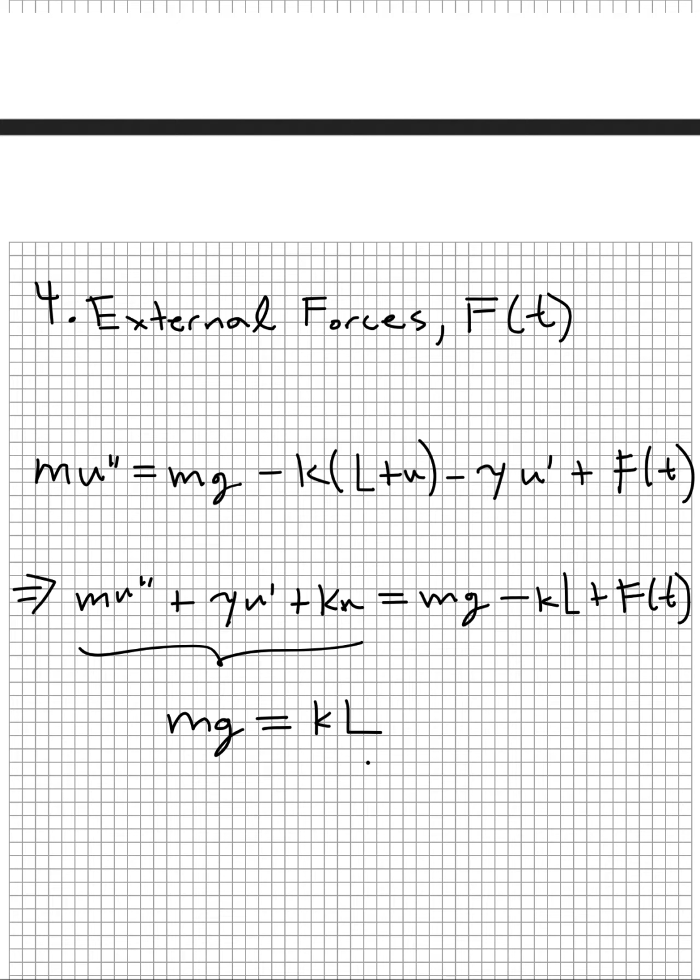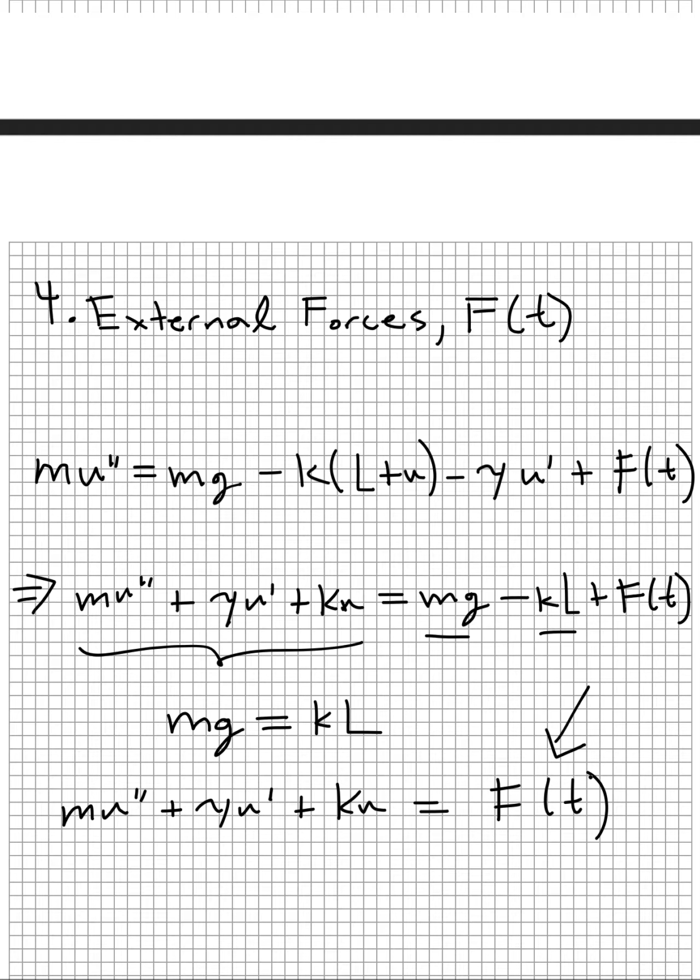And so using this in Newton's second law gives us the final version of the differential equation that we will work with going forward, which is mu double prime plus gamma u prime plus ku, which equals f of t. Okay, so as you noticed, these mg and kL terms cancel out, and we're left just with f of t here as a result of that physical situation.